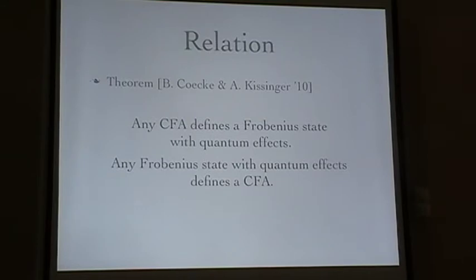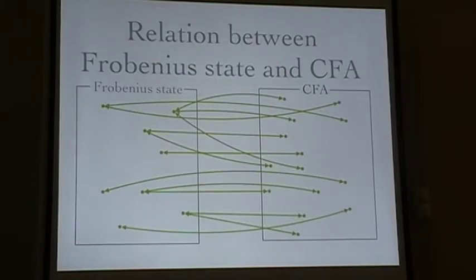Okay. The correspondence between CFAs and Frobenius states was given as this theorem. We can make a CFA using a Frobenius state, and we can also make a Frobenius state using a CFA. A CFA which is made from a Frobenius state is not uniquely determined. However, a Frobenius state which is made from a CFA is determined uniquely.